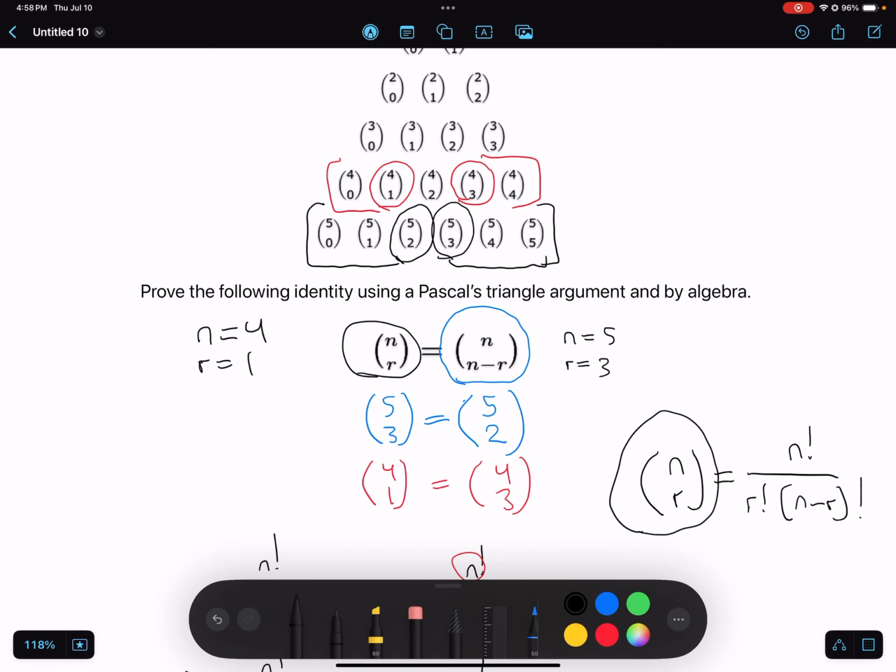Okay, and we successfully used those two methods to prove the identity n choose r equals n choose n minus r.